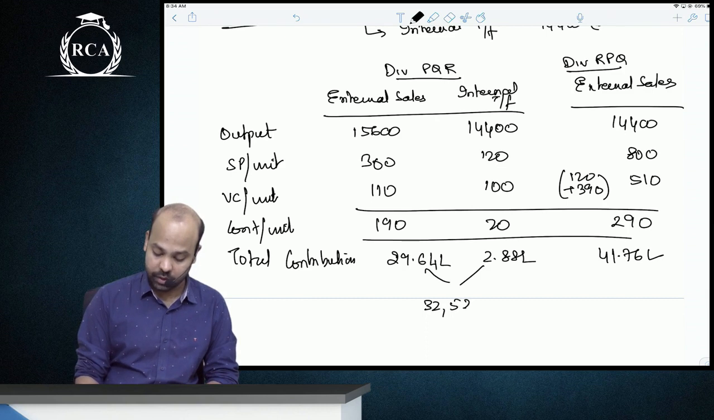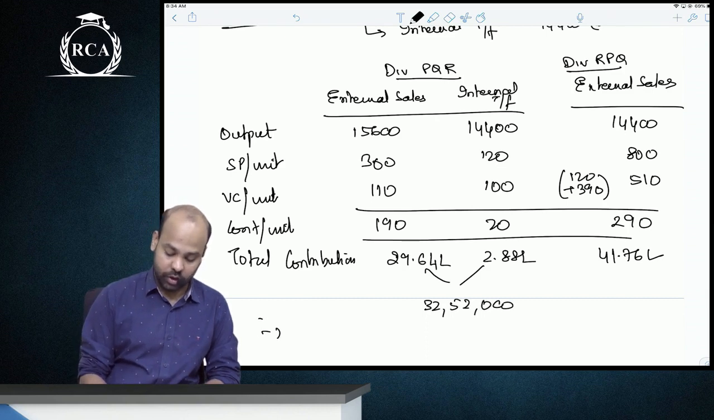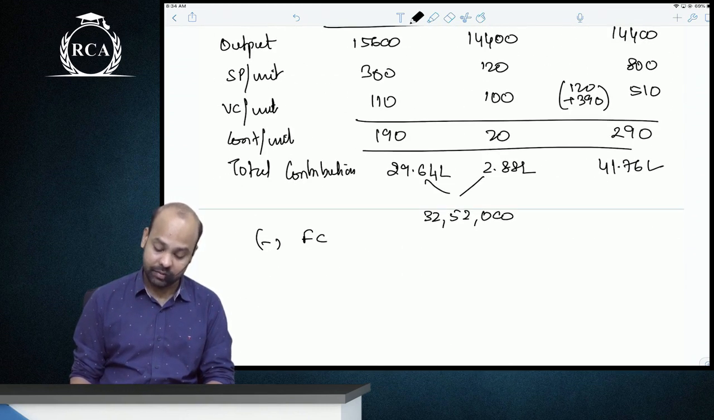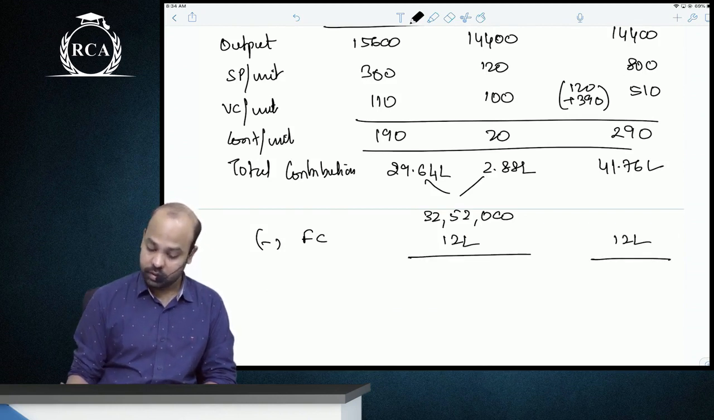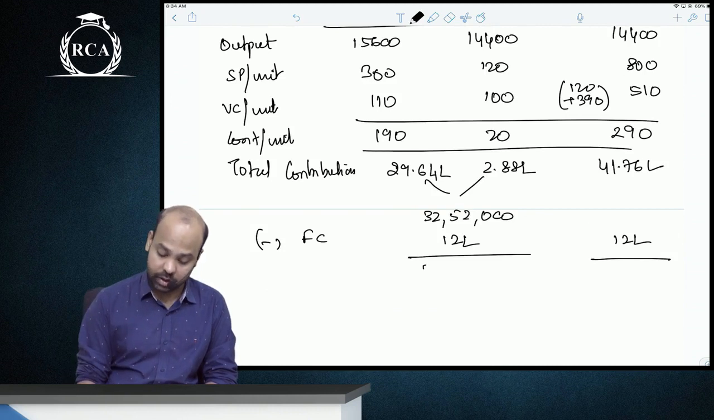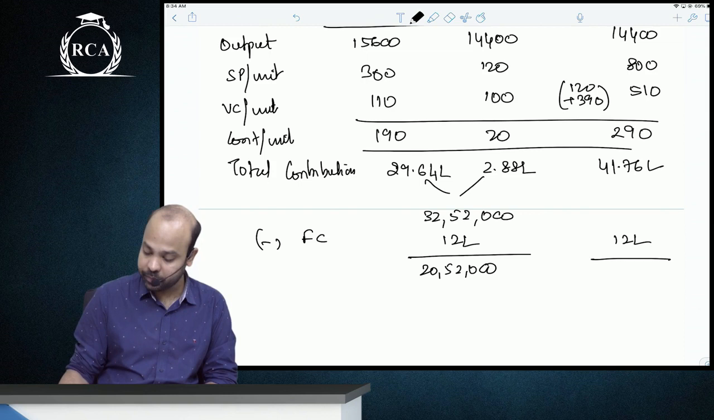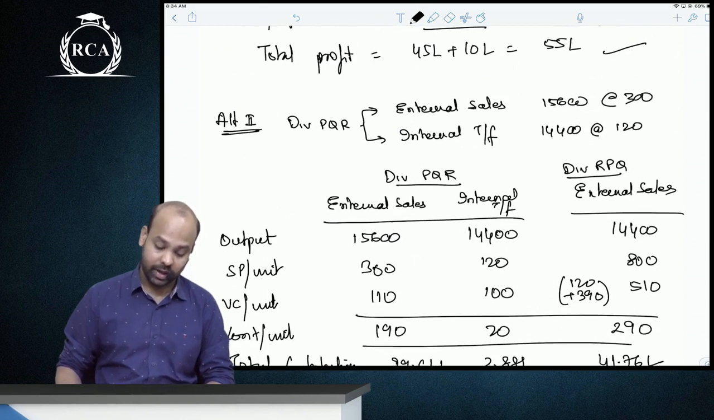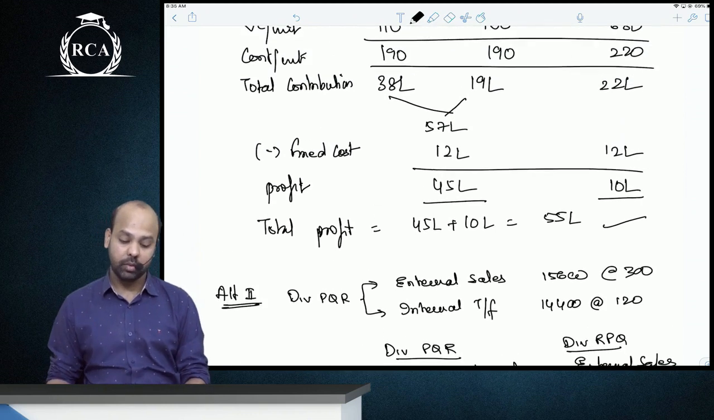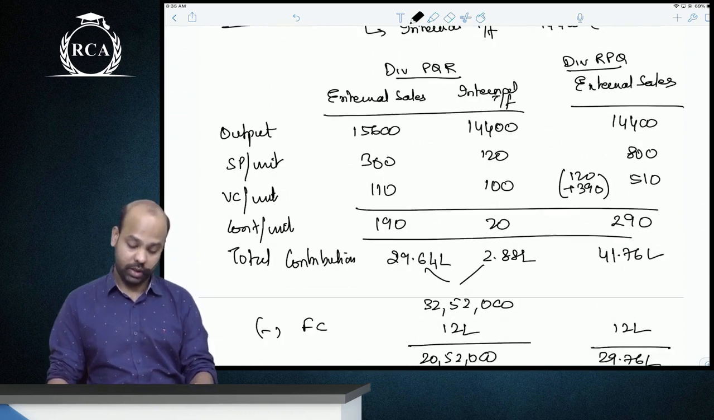32 lakhs 52,000. Do not forget, guys, both the divisions are incurring a fixed cost of 12 lakh rupees. You will deduct 12 lakhs. Here, guys, 3252, matlab this will become 20 lakhs 52,000, and this beta would become 29 lakh 76,000. 29 lakh 76,000. Are we clear about this? Yes, sir. We are clear about this.